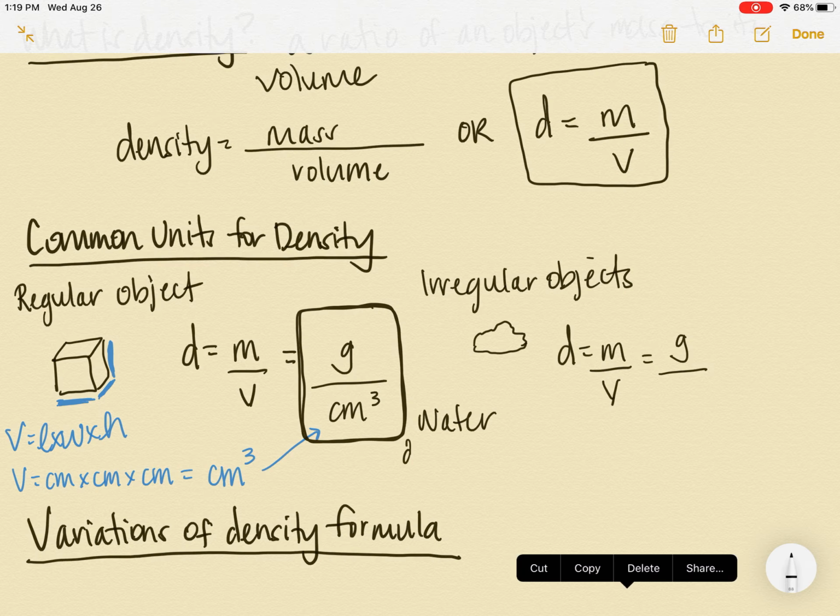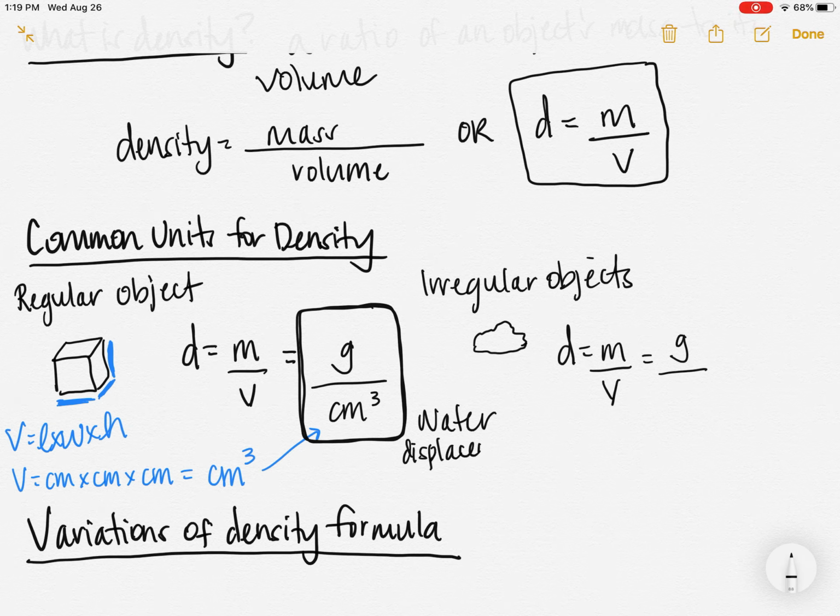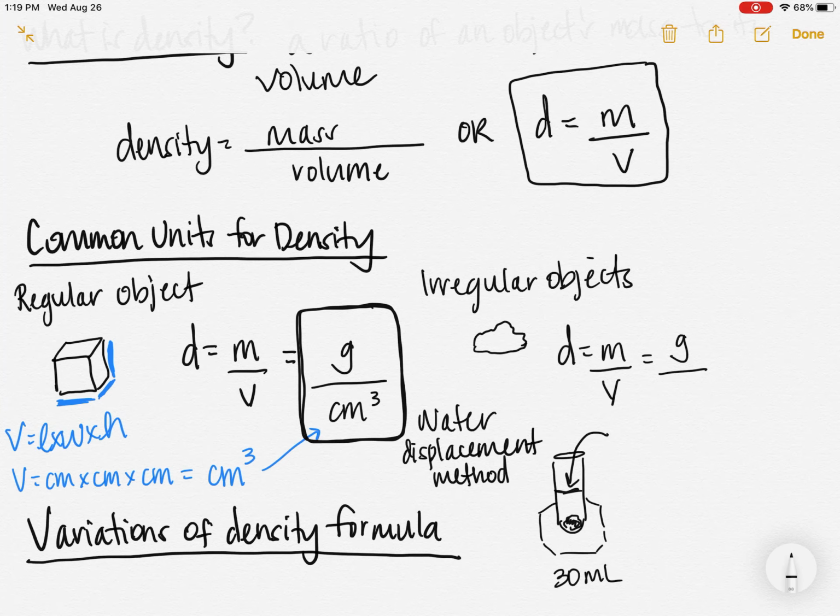Well, we use something called the water displacement method, and you've probably all done this before, but here's how it works. So I would take a graduated cylinder and put some water in it. So let's say I put 30 milliliters of water. And then to that same graduated cylinder, I'm going to add my rock. So the rock will sink to the bottom, of course, and the water level will rise.